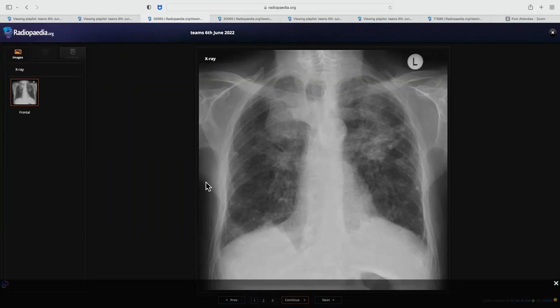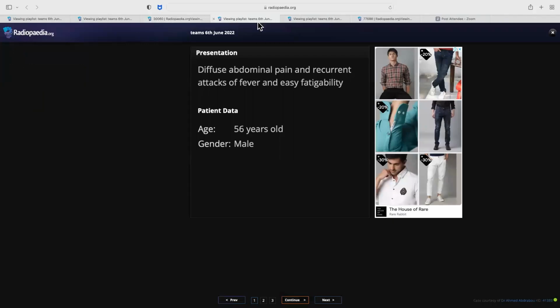Okay. Can you tell me some causes of upper zone fibrosis? Yeah, upper zone fibrosis would happen in ankylosing spondylitis and the pneumoconioses, like coal workers' pneumoconiosis and silicosis. Other causes would include TB and sarcoidosis. Okay, this is the next case.